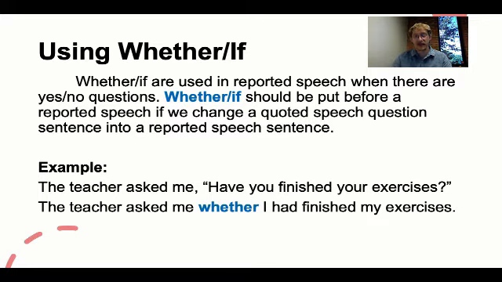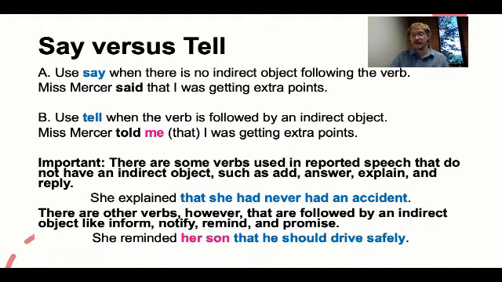Okay, so again, it's a yes-no question. Did you finish your exercises? Yes, I did. Have you finished your exercises? No, I didn't. Or no, I haven't, excuse me. And then for reported speech, you could put whether instead. Use whether.